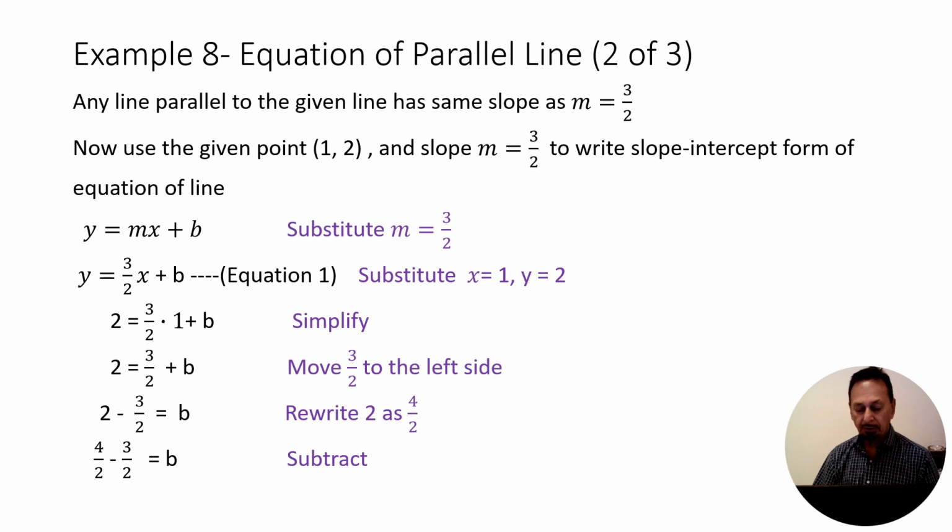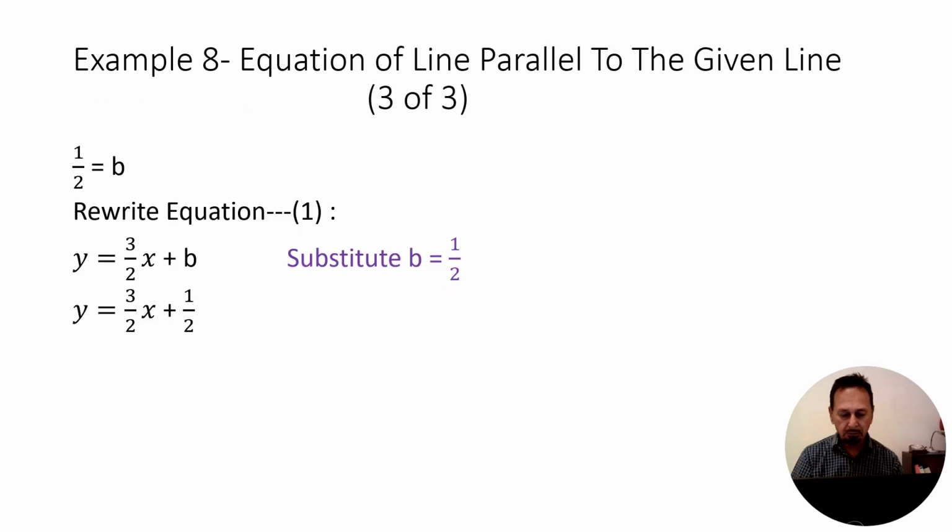Now rewrite 2 as 4 over 2. So we have 4 over 2 minus 3/2 equals b. Now we subtract. So b equals 1/2. Now we rewrite equation 1, y equals 3 over 2 times x plus b. Now we substitute b equals 1/2. So this equation becomes y equals 3 over 2 x plus 1/2. And that's the equation of the line parallel to the given line.